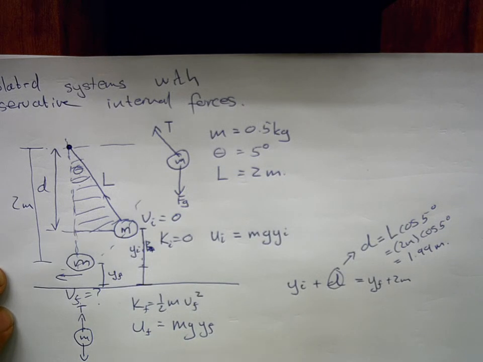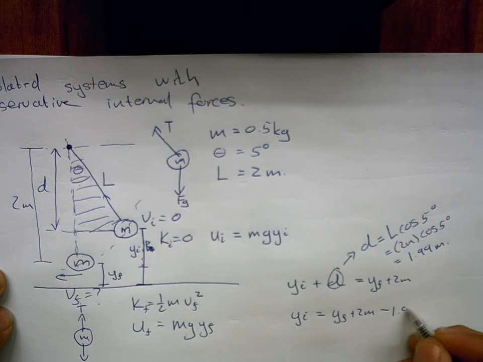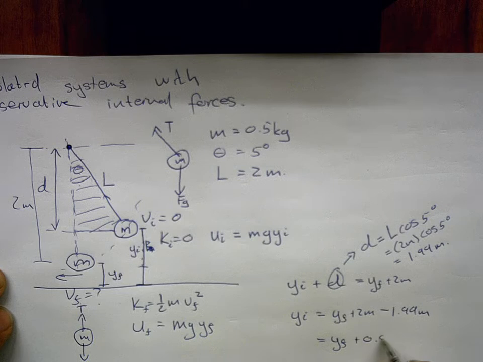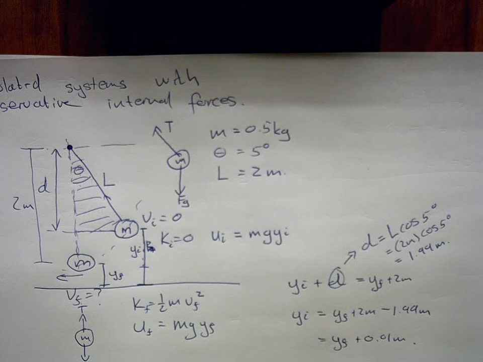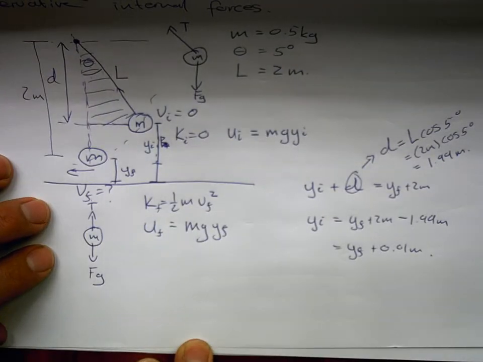So we can say if we substitute this in, we get y initial is equal to y final plus 2 meters minus d, which is minus 1.99 meters. So it's equal to y final plus 0.01 meters. So we can relate y initial and y final to one another just through the way we set up this problem. And this now allows us to calculate both the initial and final potential energies.